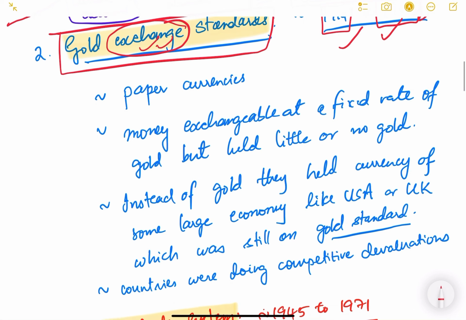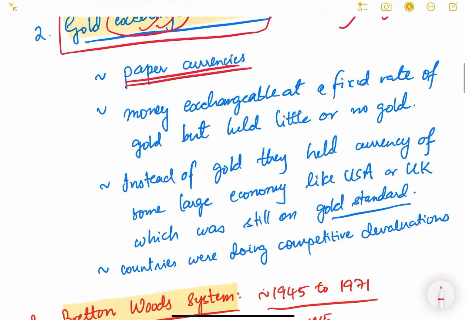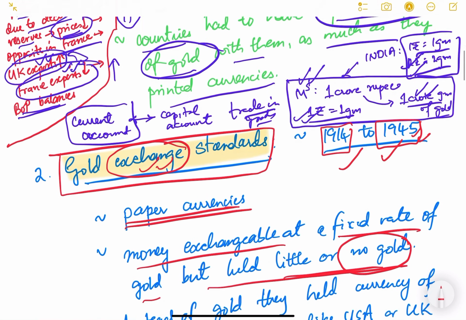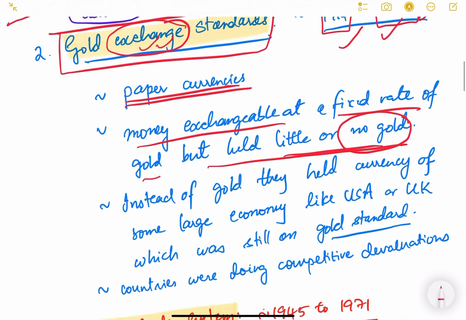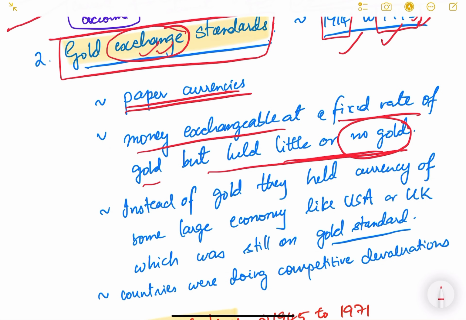Now here countries introduced paper currencies, okay, and money exchangeable at a fixed rate of gold, but held little or no gold. So basically, as I told you, in the gold standard, the countries had to keep the equivalent amount of gold with them in their reserves. But in the gold exchange standard, it was not necessary that the countries keep the equivalent amount of gold. They can hold little or no gold also.